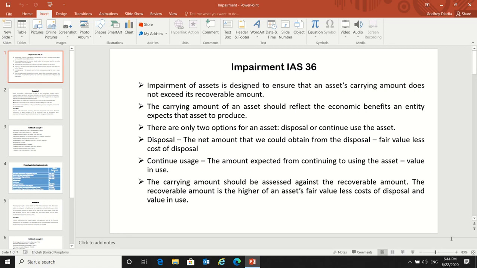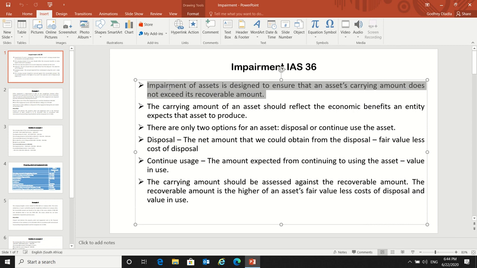Welcome back, students. Now here we're dealing with impairment. Why are we dealing with impairment? Impairment of asset is designed to ensure that an asset's carrying amount does not exceed its recoverable amount.